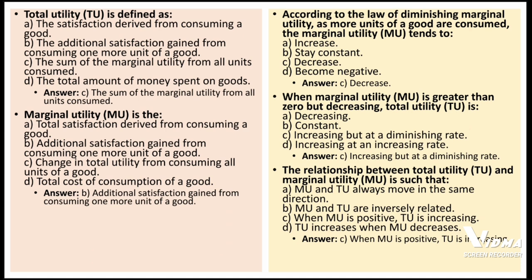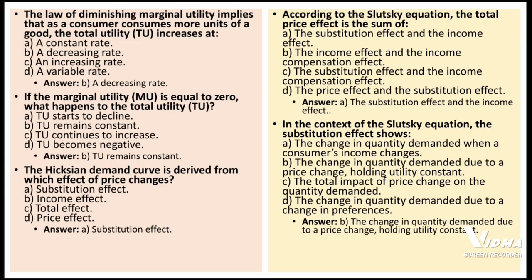The relationship between the total utility and the marginal utility is such that, answer is C, when the MU is positive, TU is increasing. The law of diminishing marginal utility implies that as a consumer consumes more units of a good, the total utility increases at, answer is B, a decreasing rate. If marginal utility is equal to 0, what happens to total utility? Answer is B, total utility remains constant. The Hicksian demand curve is derived from which effect of price changes? Answer is A, substitution effect.